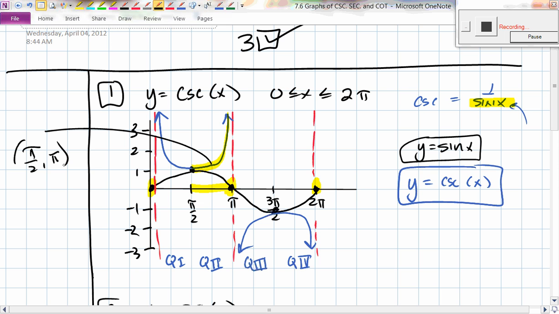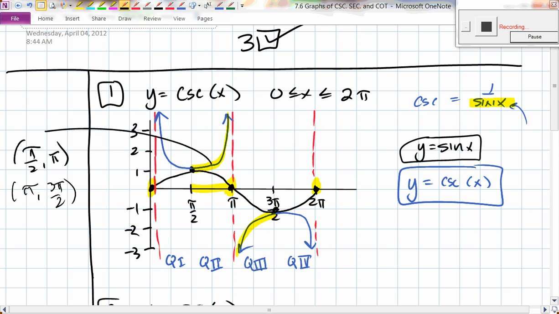Where else is it increasing? Yes, very good. Nice job. So right here, it's also increasing from pi to 3 pi over 2. So from pi to 3 pi over 2. And notice we use parentheses around those. All right? We use parentheses around those.